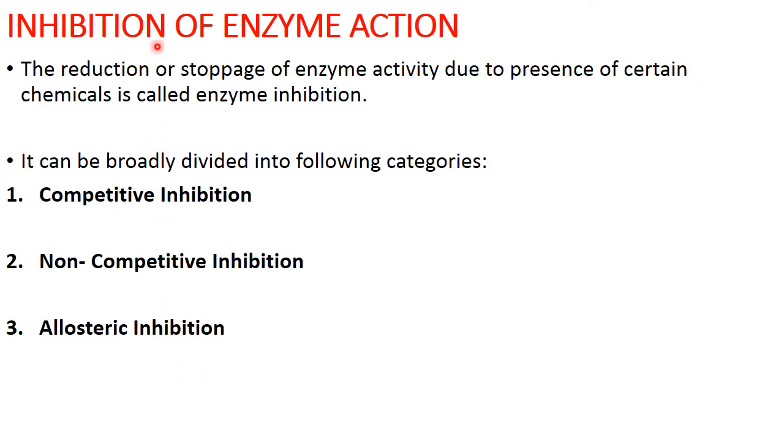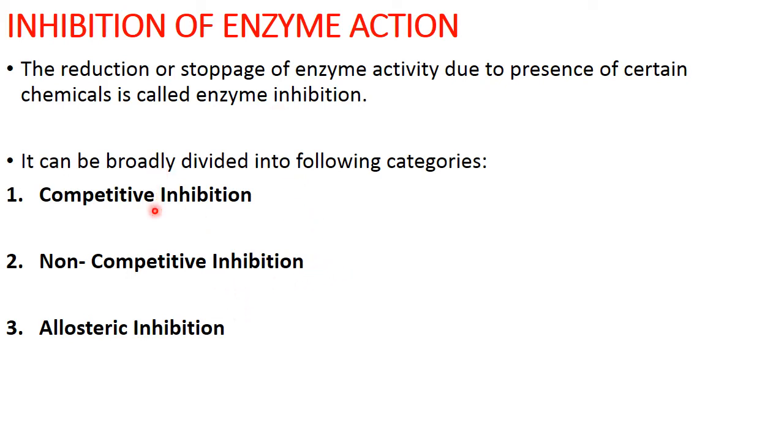Next part of the enzyme is inhibition. Inhibition means reduction or stoppage of enzyme activity. So that is what we are going to do in this topic, that is inhibition of enzyme action. So reduction or stoppage of enzyme activity due to the presence of certain chemicals, जिसको हम क्या बोलेंगे, inhibitors, is called as enzyme inhibition. अब enzyme inhibition 3 categories में है.